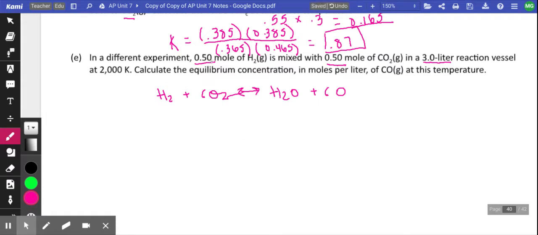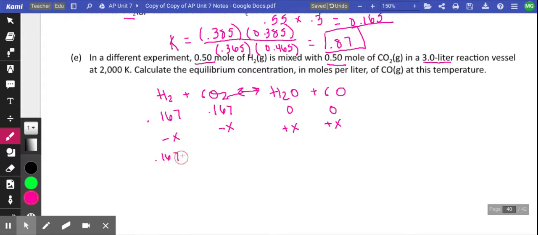I need to know my initial molarities here. Remember, molarities is moles per liter. I'm given the moles of each of my reactants and the liters of the container. So to calculate my molarity, I take 0.5 divided by 3 for each of those. So each of these will start at 0.167 molar. My products will start at 0. Again, that's my initial. The changes, my reactants will decrease by this factor of X. My products will increase by this factor of X.